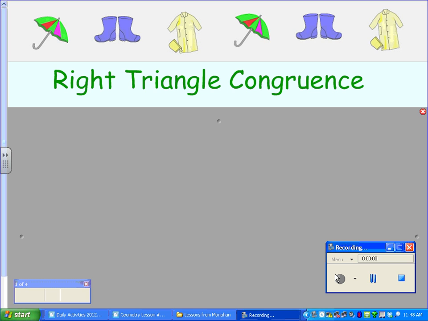Looking at right triangle congruence? We've looked at side, side, side, side, angle, side, and angle, angle, side. Those are for just normal triangles. These are specific only for right triangles.